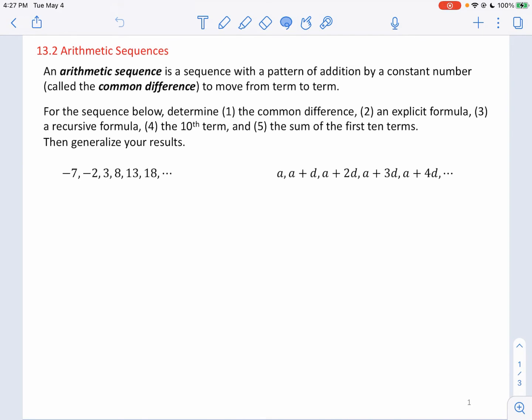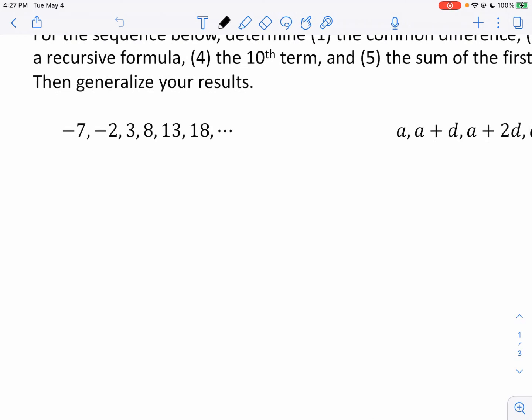For the sequence below, determine 1, the common difference, 2, an explicit formula, 3, a recursive formula, 4, the 10th term, and 5, the sum of the first 10 terms. Then generalize your results. So the sequence begins with negative 7, then goes to negative 2, then to 3, then to 8, then 13, then 18, etc.